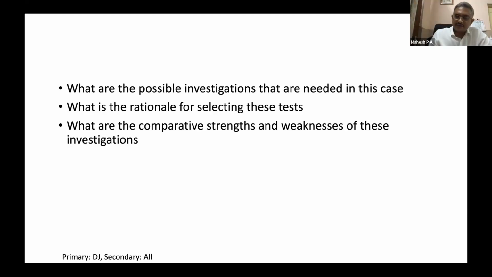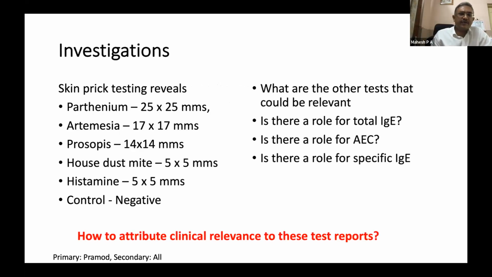Oh, fantastic. I think those are very important points, especially for the postgraduates. And now we will go into the investigations. Lung function, as we already said in the first slide, is around 60%. Skin prick testing was done, and these are the results.